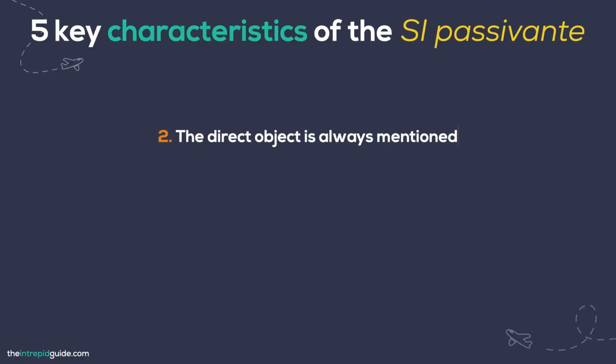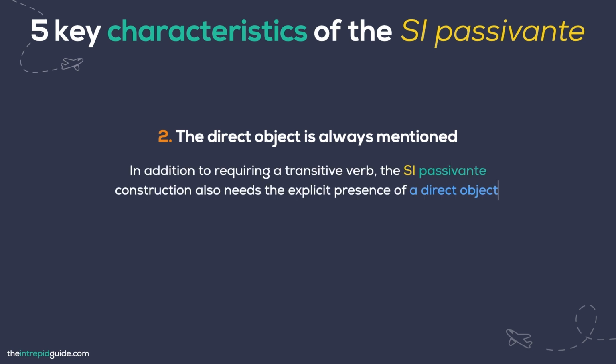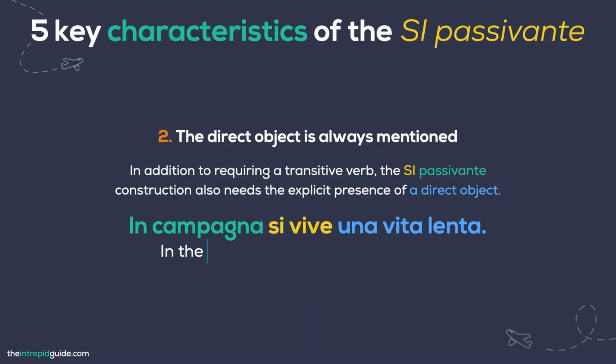The next key characteristic is that the direct object is always mentioned. In addition to requiring a transitive verb, the Si Passivante construction also needs the explicit presence of a direct object. Without it, the sentence would be incomplete or grammatically incorrect. Take a look at these examples. "In campagna si vive una vita lenta." In the countryside, one lives a slow life. Here, una vita lenta, a slow life, is the direct object, and it is required to make the sentence meaningful.